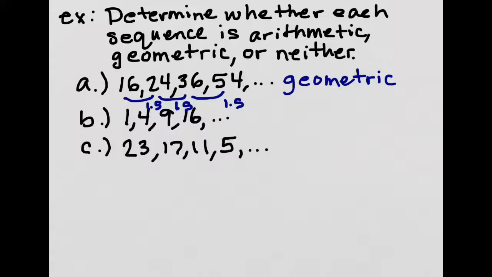Alright, let's look at the next one. Here we're going up, so we're either adding a positive number or multiplying by a number greater than 1. So if we look here, 16 minus 9 is 7, 9 minus 4 is 5, 4 minus 1 is 3.